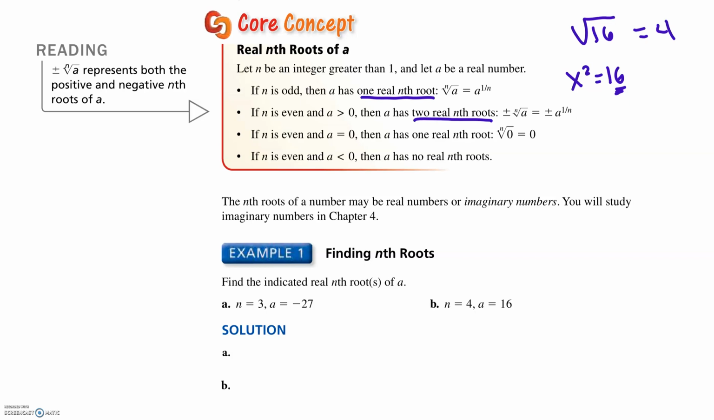If n is even, any nth root of 0 is 0. And if n is even, and we're looking at, let's say, a square root, let's keep it small, the square root of something like -2 or -4 or whatever, that is not a real number. We'll talk about imaginary numbers in chapter 4. So that's coming up.